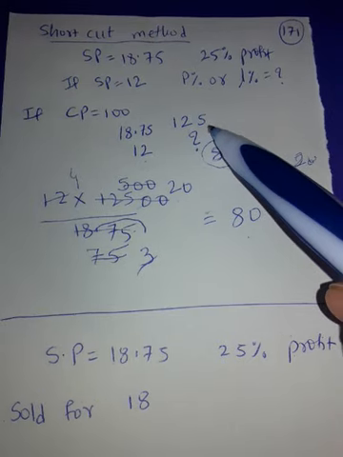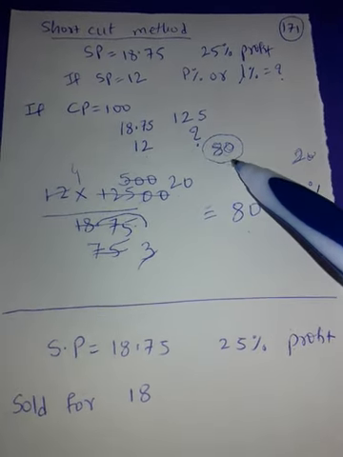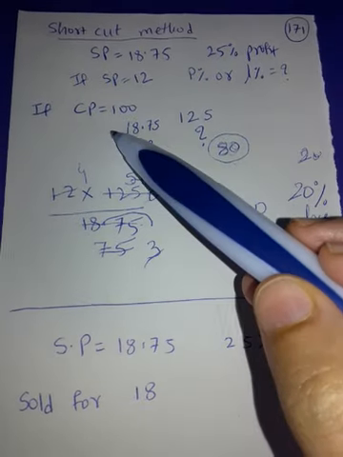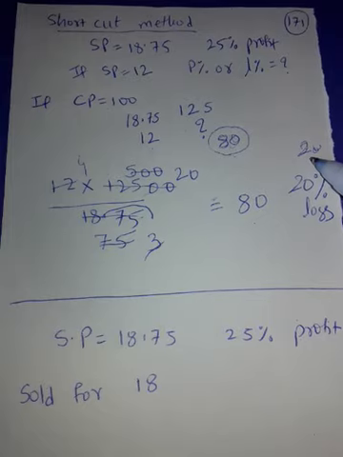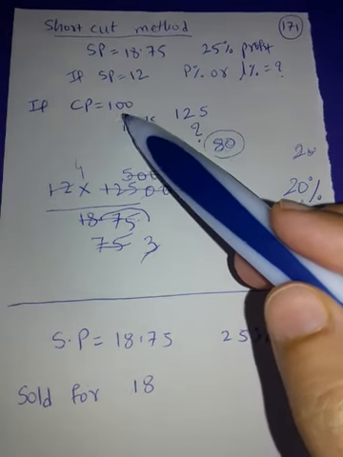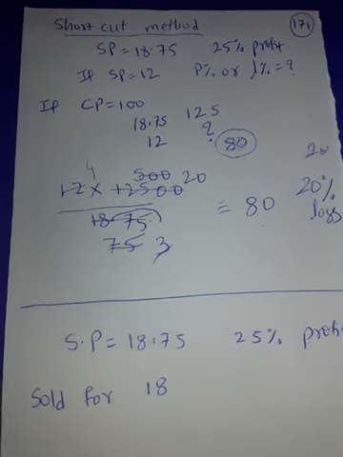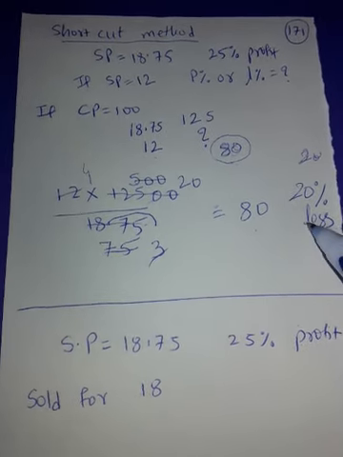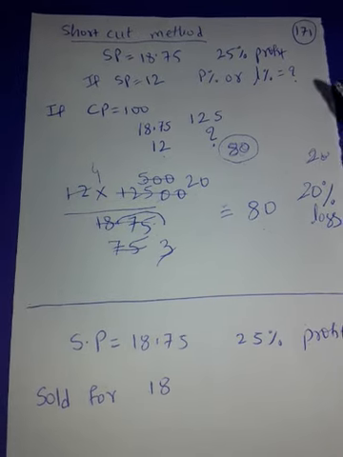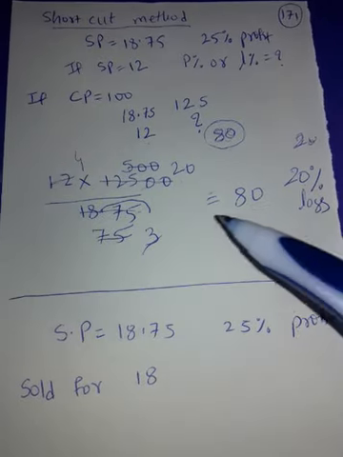18.75 is equivalent to SP 125. 12 is equivalent to SP 80. CP is 100 and SP is 80. That means there is a loss of 20 and it is over 100. So it is 20%. Now we solved this using the concept method and that time also we got the answer 20% only, but we required 3-4 steps. And here you got the answer in a single step.